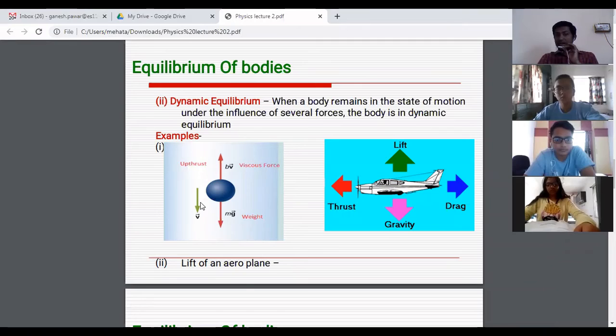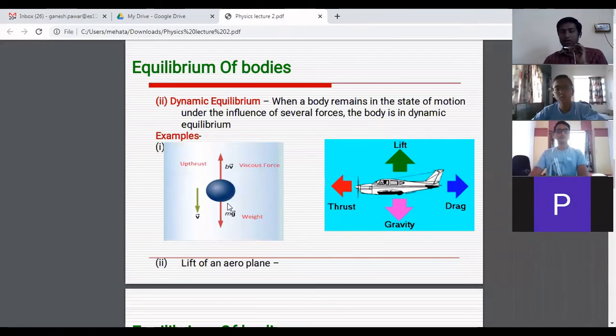As the raindrop is coming downward, the direction of the viscous force will always be opposite to the direction of motion. If the raindrop is moving downward, the viscous force will be upward. Clear? Sir, can you repeat that?